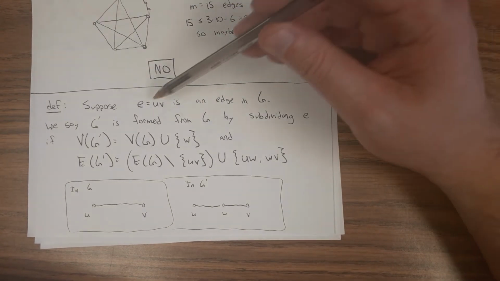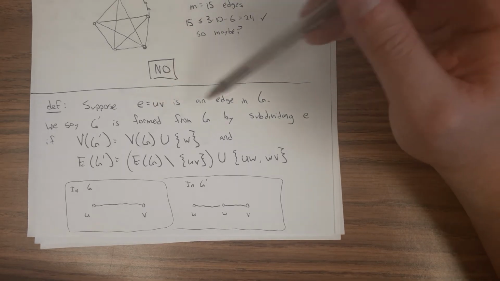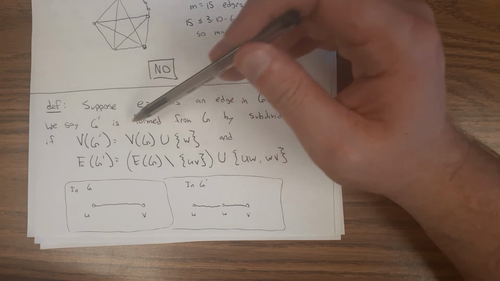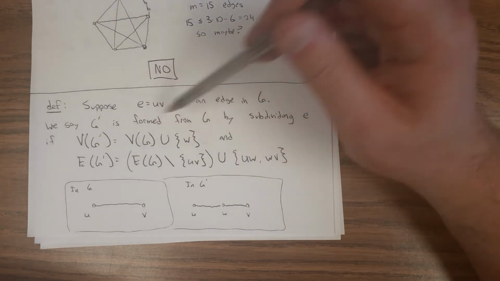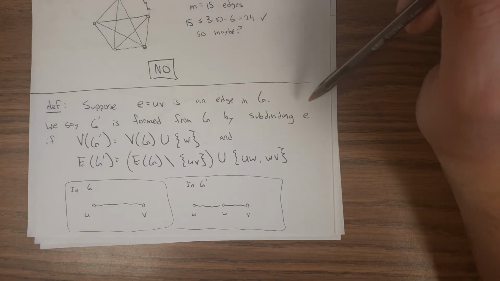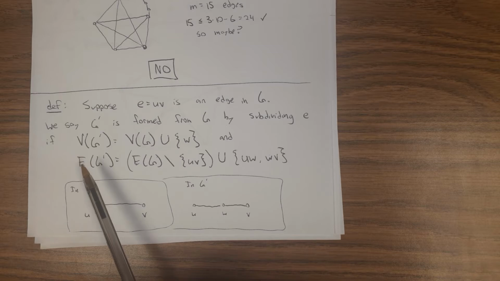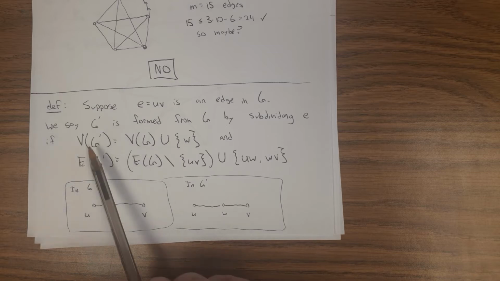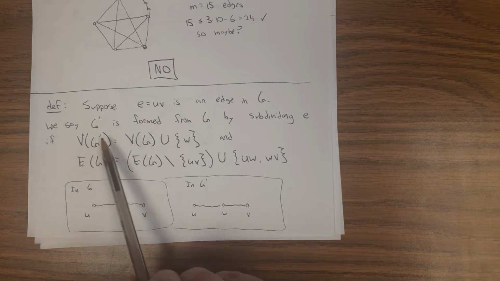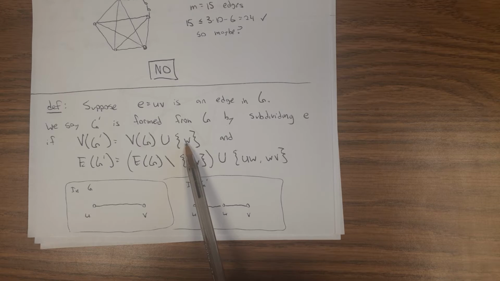Suppose we have a graph G with an edge, UV. We can form a new graph G prime, and we say we're forming it by subdividing the edge E. And formally, this is what it looks like. The vertex set of G prime is going to be the same vertex set as G plus a new vertex that we call W.